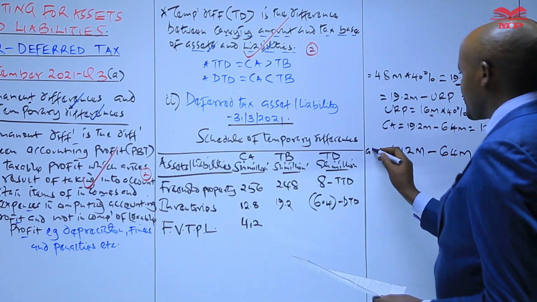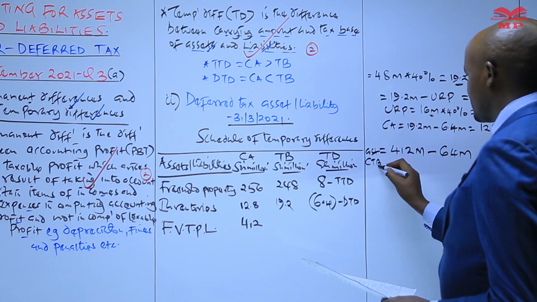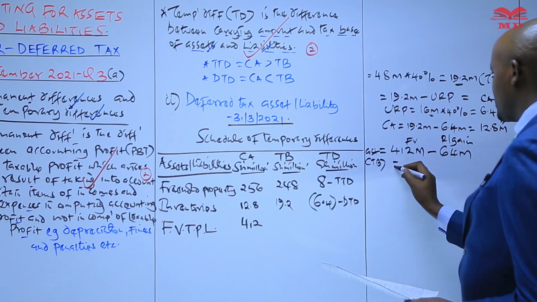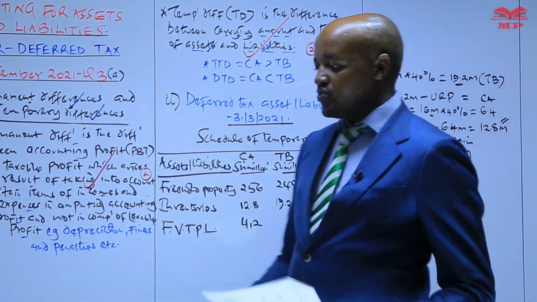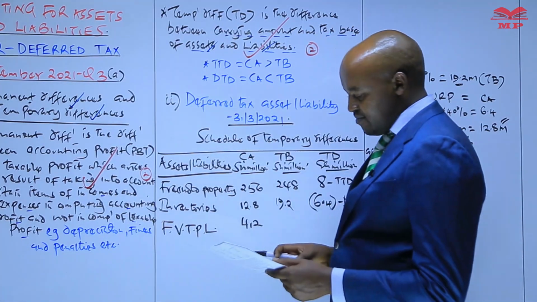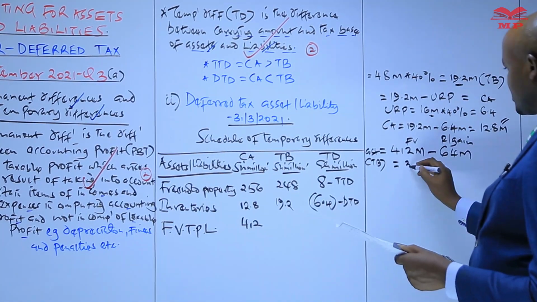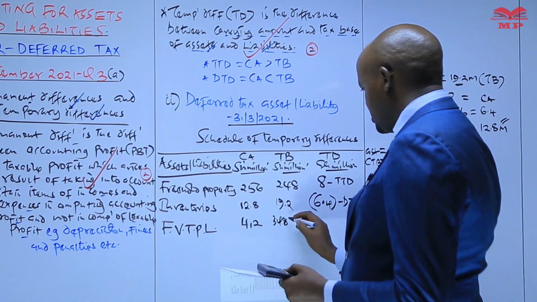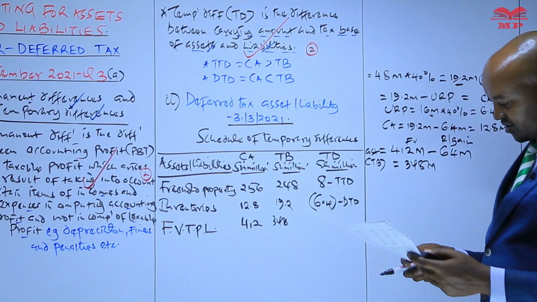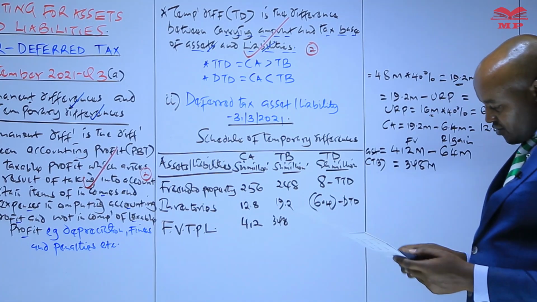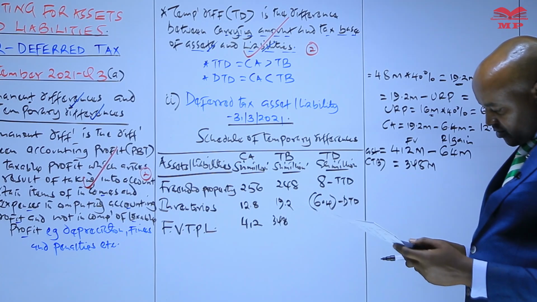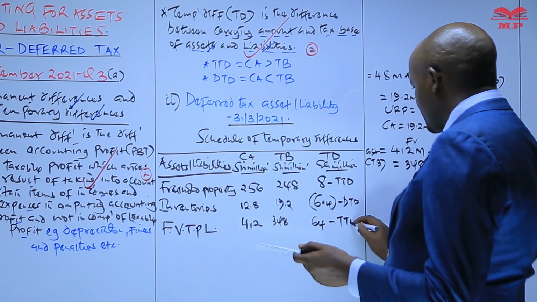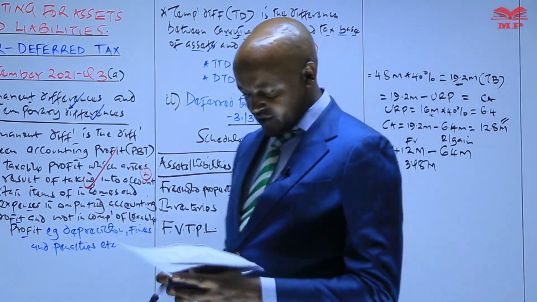So therefore, in terms of how we get the cost, which is the tax base, we take the fair value minus the accumulated revaluation gains. So this will give us now the cost, which is the tax base. So this will give us 348 million. So that is the tax base here, 348 million. So let's get the difference. The difference here will be 64, which is a positive figure, meaning that it is a taxable temporary difference. So we are done with that particular point.